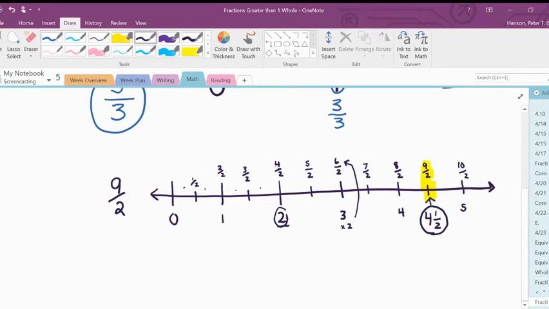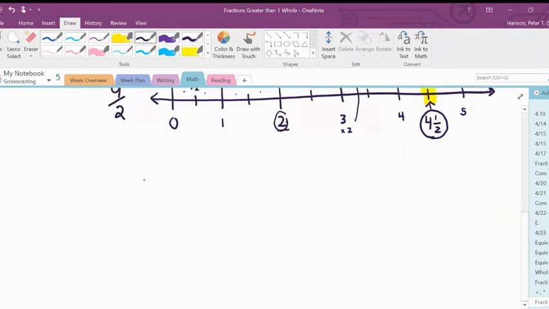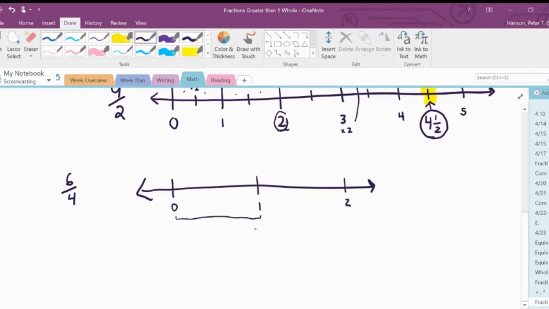Okay. We'll try one more. Here again, and we'll do it with a smaller one. Here, I'm going to find out where in the world is 6/4. Well, I know it's going to be larger than 1. So in this case here, I've got myself again 0 and 1 and 2. I know that I'm going to skip this part between 0 and 1 this time. Why exactly is because I know that this is 4/4.